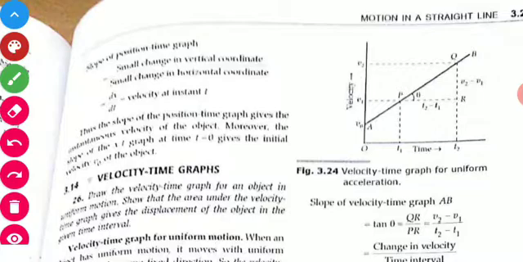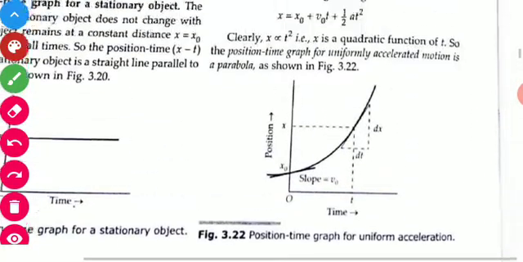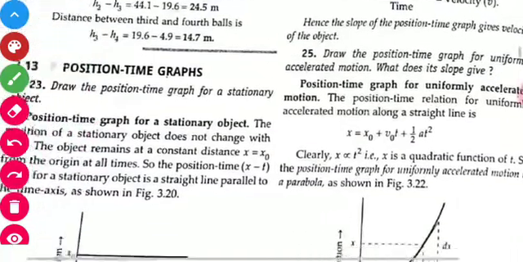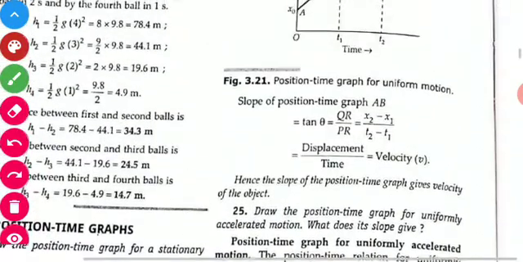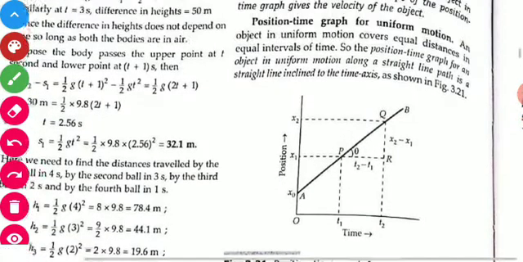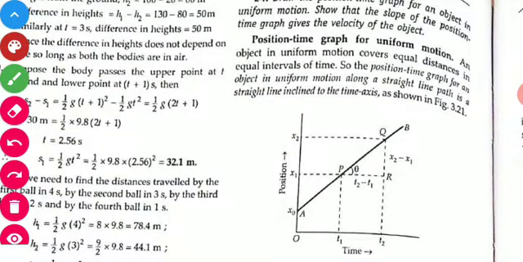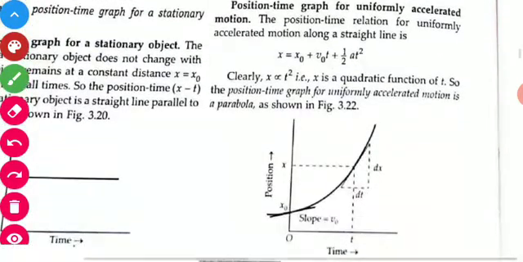So students, these are some position time graphs. We have three types of graphs. One is the horizontal line, which is when the object is stationary. The second graph is for uniform motion, that is when there is no change in velocity. And the third graph is for accelerated motion.